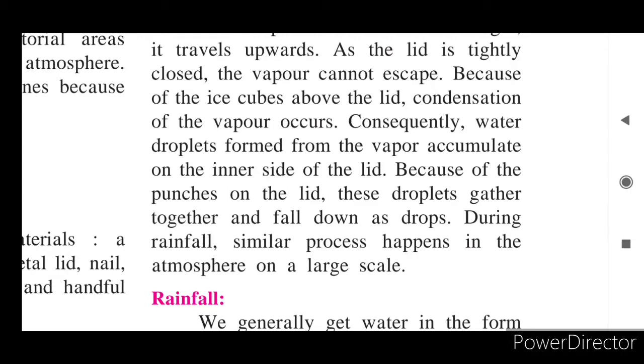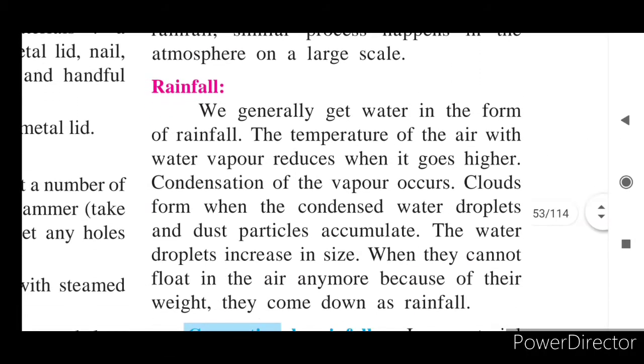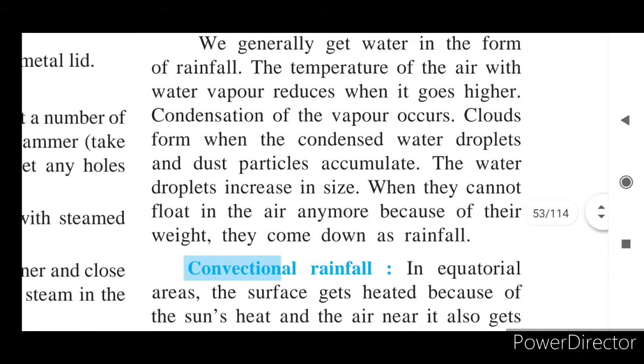So due to that the condensation process takes place. Means how? Because the air will come in contact with the cool air, and due to that the precipitation will take place. Now we will see the rainfall. We generally get water in the form of rainfall. The temperature of the air with the water vapor reduces when it goes higher.